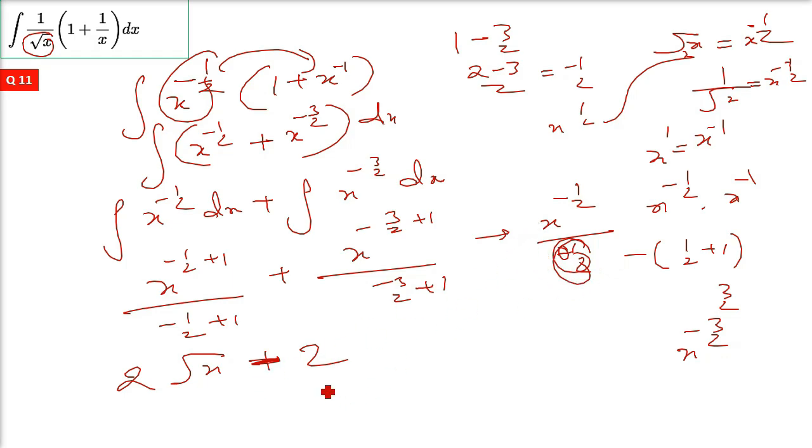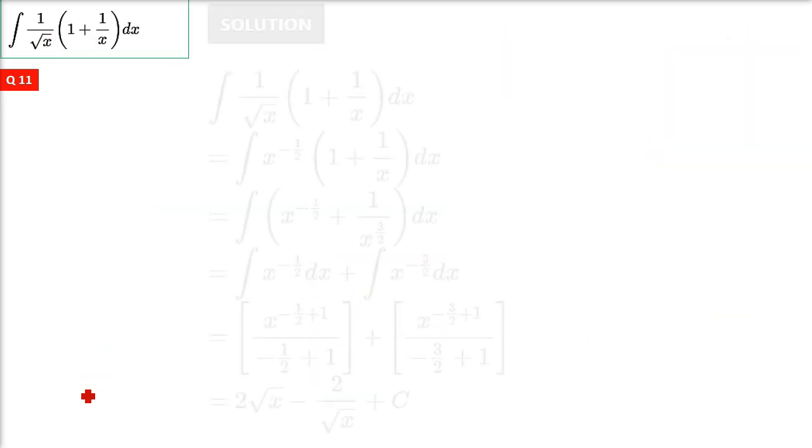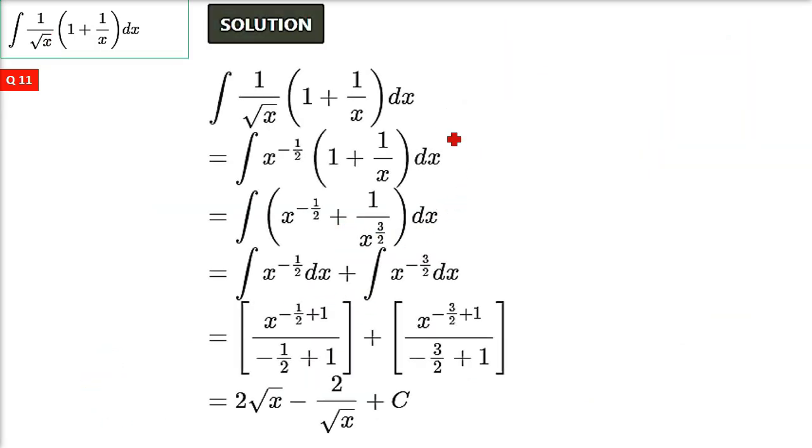And we don't write it as x raised minus half. It will go down. When it goes down, x raised half is under root x. So 1 by root x. So it will be under root x. This is your final result with a constant. And this is how you're going to do it. It should look like this. And the final solution is this one.